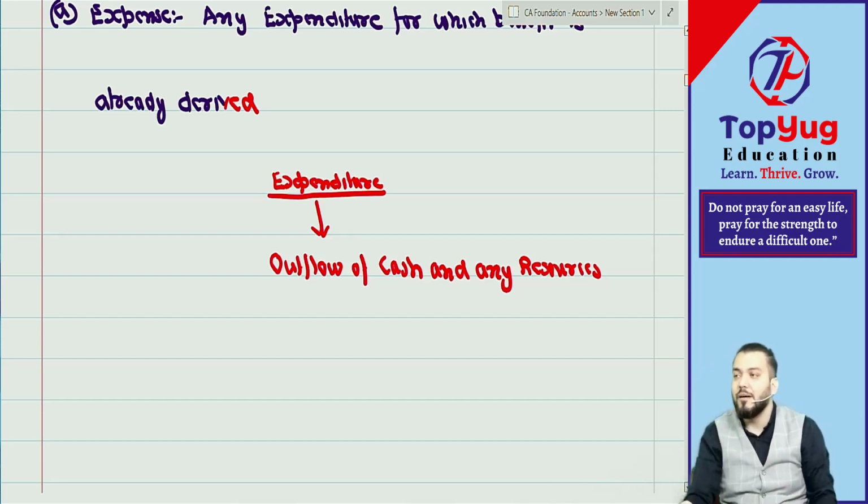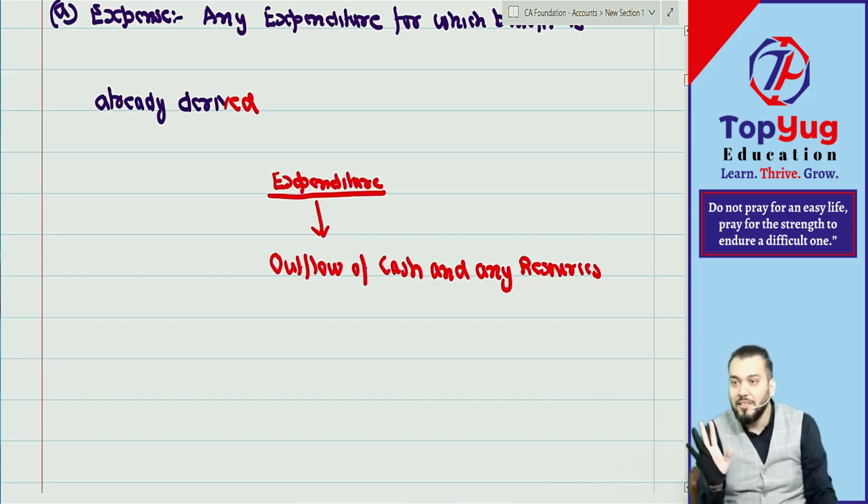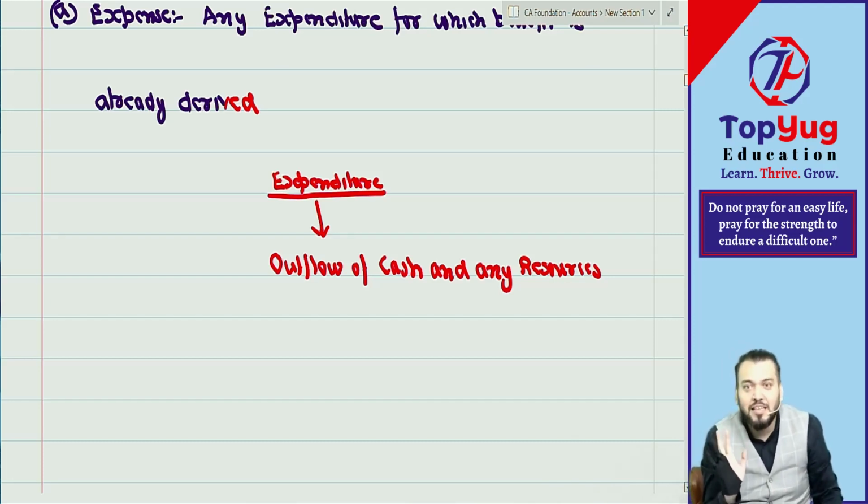Let me take one very simple example. You purchase an ice cream. Why have you purchased an ice cream? For maja, for fun. Means for benefit.